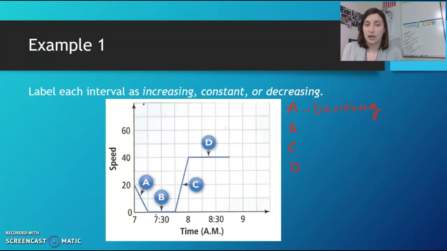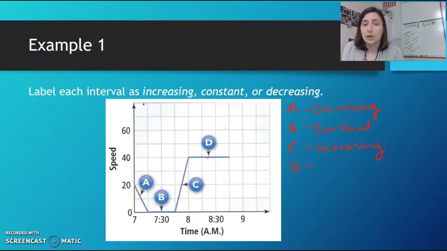When I look at B, from this stretch of time here, we're constant. We're not increasing, we're not decreasing, we're just staying the same at 0. Our speed is 0. And then at the end of that, when we get to C, we've got a pretty sharp increase. Our slope is now positive, so that will be an increasing interval.